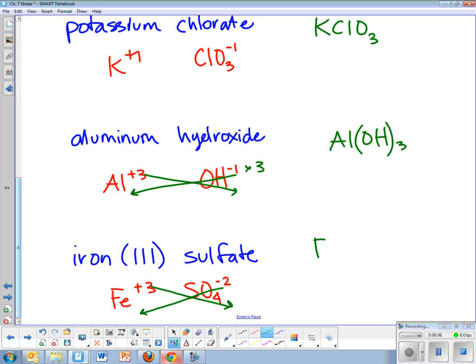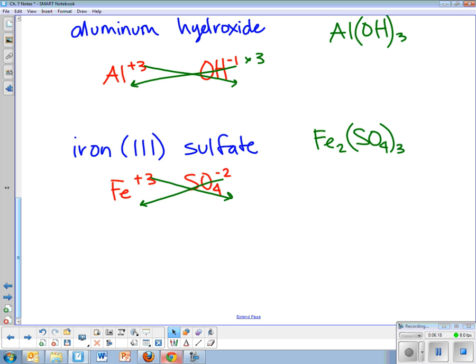So Fe2(SO4)3. Remember, polyatomic ions, if you have more than one of them, you need parentheses, taken 3 times. If you don't need more than one polyatomic ion, no parentheses are needed, and you really should not be writing them. All right. A couple more.